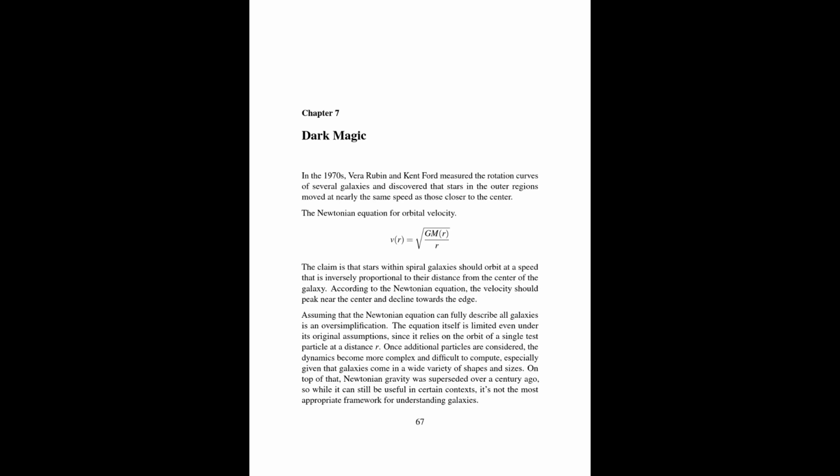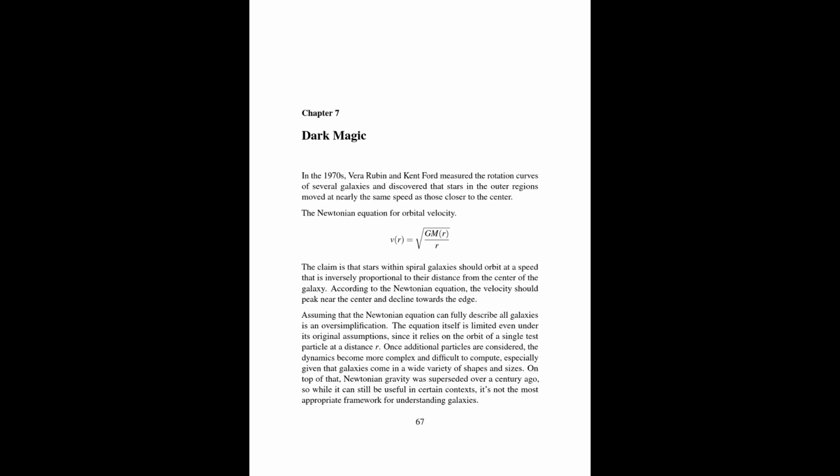According to the Newtonian equation, the velocity should peak near the center and decline towards the edge. Assuming that the Newtonian equation can fully describe all galaxies is an oversimplification. The equation itself is limited even under its own original assumptions, since it relies on the orbit of a single test particle at distance r. Once additional particles are considered, the dynamics become more complex and difficult to compute, especially given that galaxies come in a wide variety of shapes and sizes.